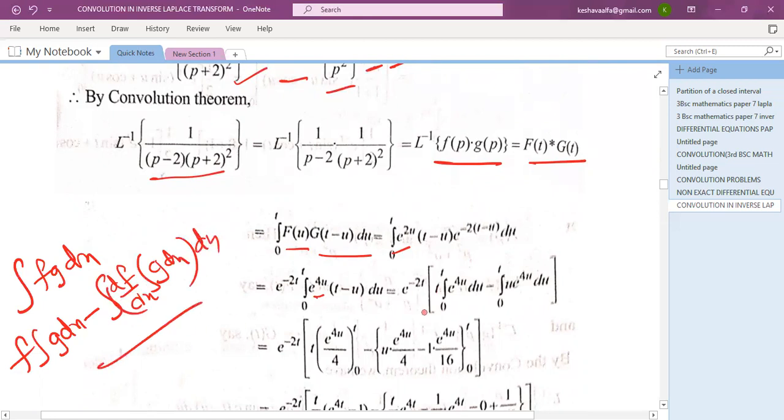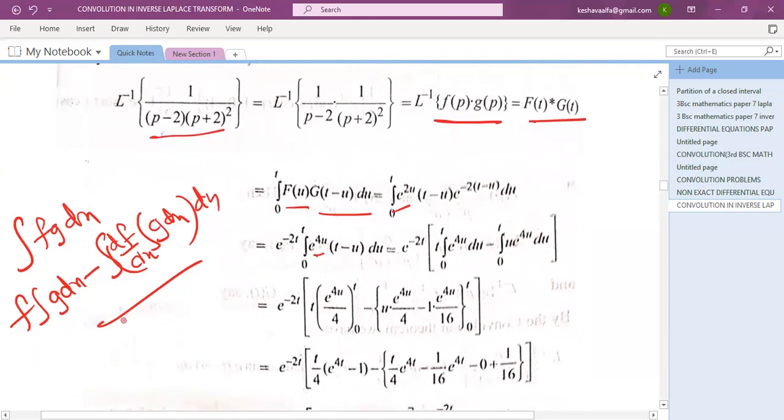Using this formula, we can solve this one, that is t into integral 0 to t. What is the first function? So t minus u, t minus u integral 0 to t e power 4u du minus integral 0 to t. So differentiation of t minus u is equal to minus 1, e power 4u du. So using the formula integration by parts, we get this one.